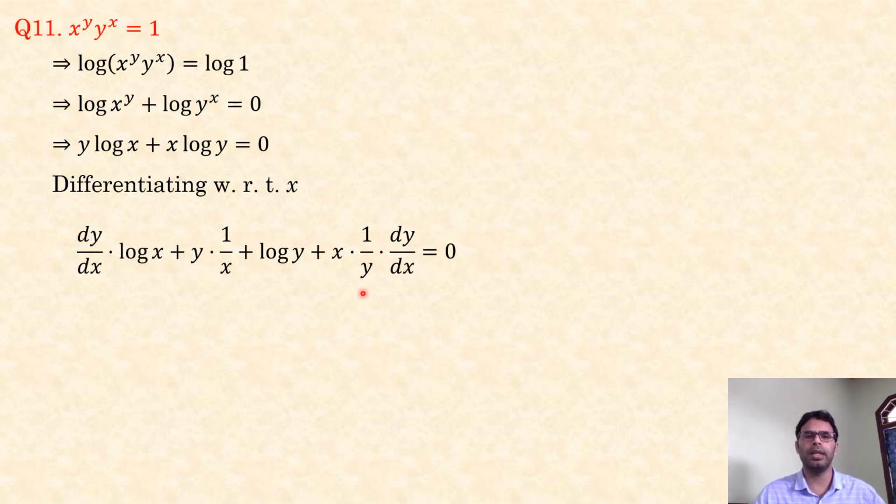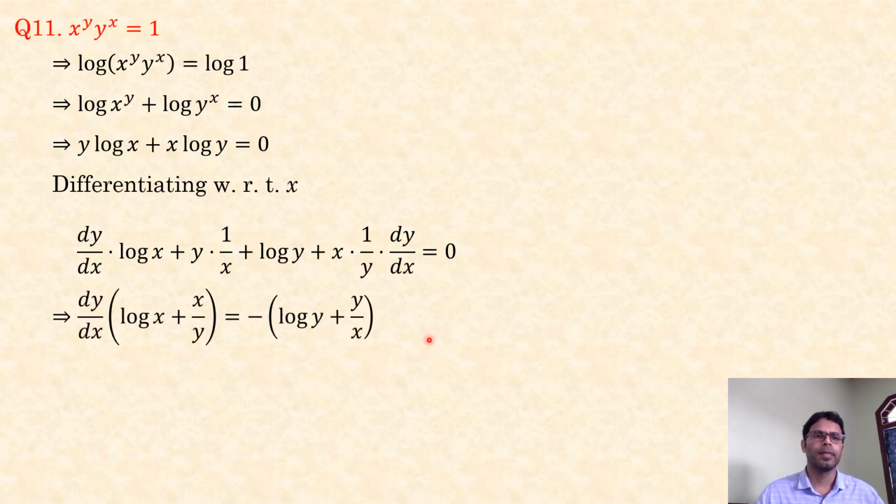Then collect dy dx, that is, taking common dy dx from these two terms, and these two terms will be shifted to the right hand side. So dy dx whole into, here log x is remaining and here x by y is remaining, because dy dx is already taken out of the bracket, is equal to, this is y by x and this is log of y, both are negative on the right hand side, and I am taking the negative common here, so it is log y plus y by x.